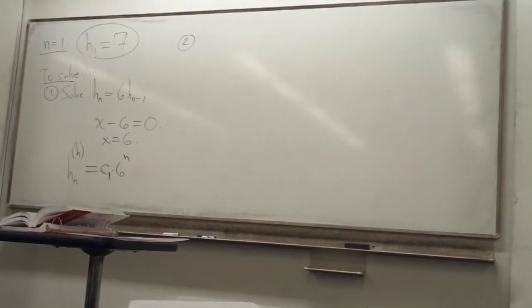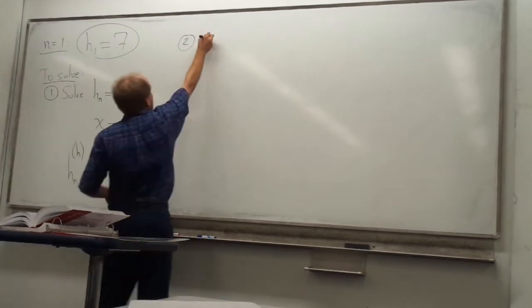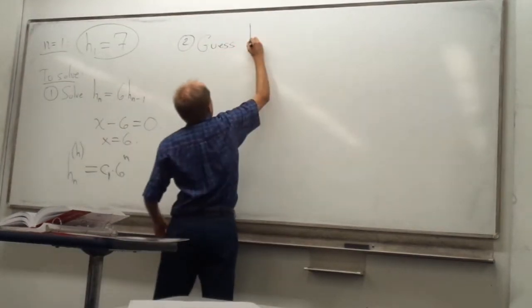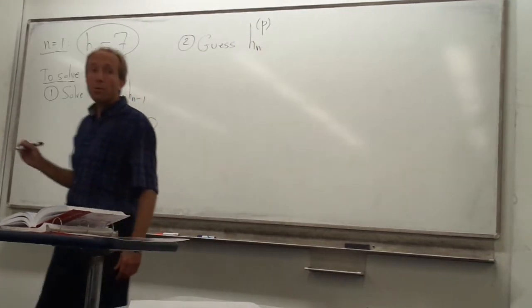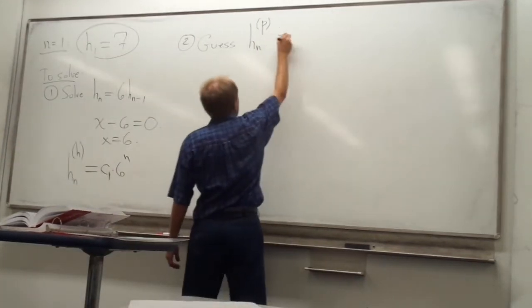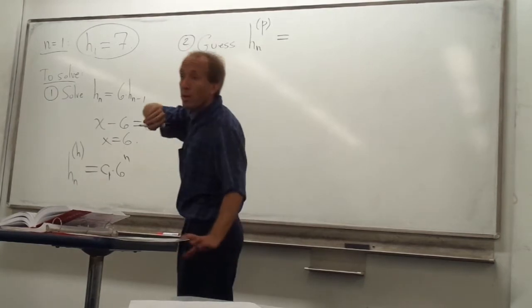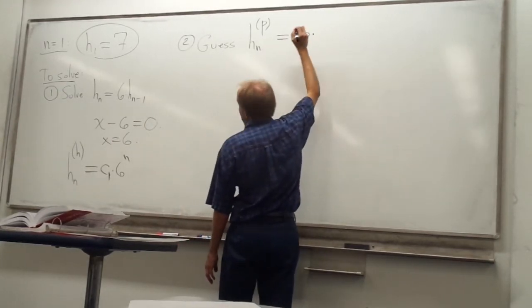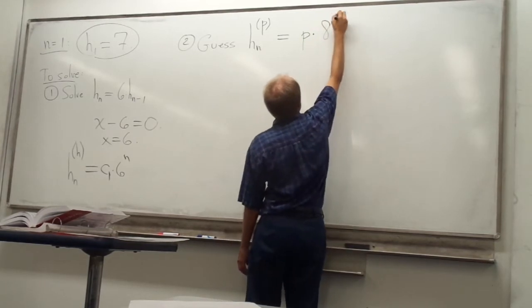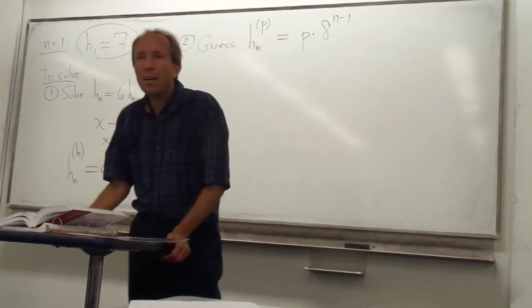Now some people were getting, okay, so basically we make a guess. Let's guess that the particular solution, which I'm going to write as h sub n of p, is equal to, if you remember from the notes, some constant p times 8 to the n minus 1. I'm trying to remember, did I use a p for that or some other letter?